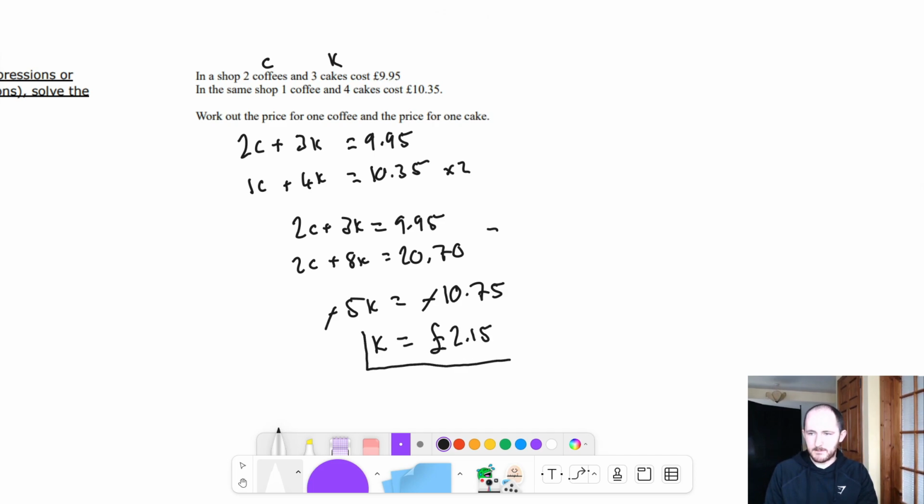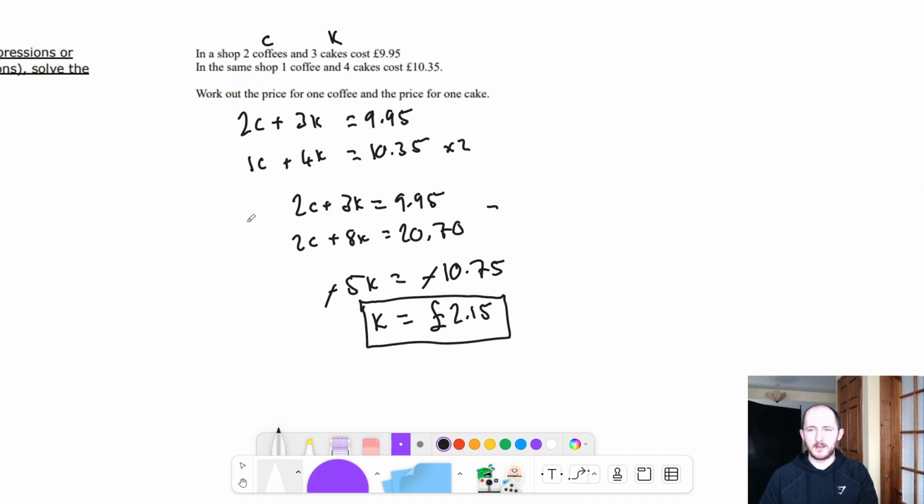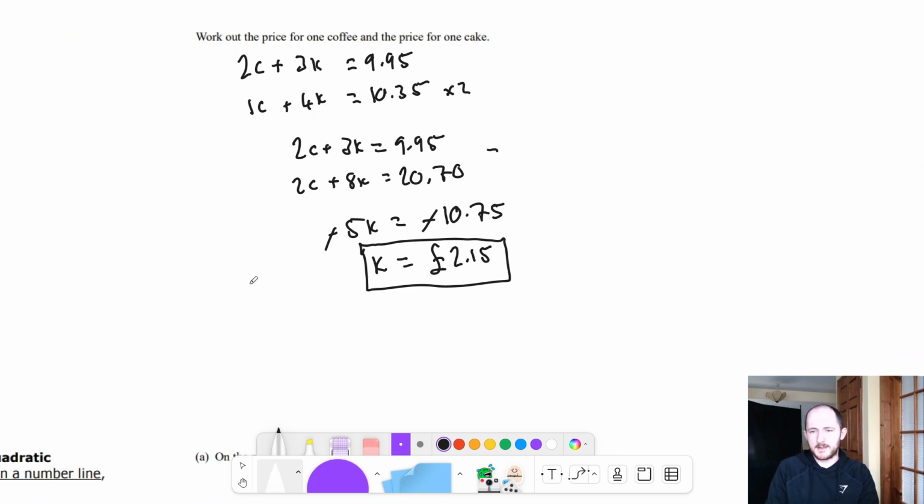I like to put my answers in boxes just so the examiner can see exactly what answers I got and they can just give me all the marks. Then we're going to sub it into one of the equations. This second equation here makes the most sense because C is already by itself. So you have C plus 4 times 2.15 equals £10.35. So C plus £8.60 equals 10.35.